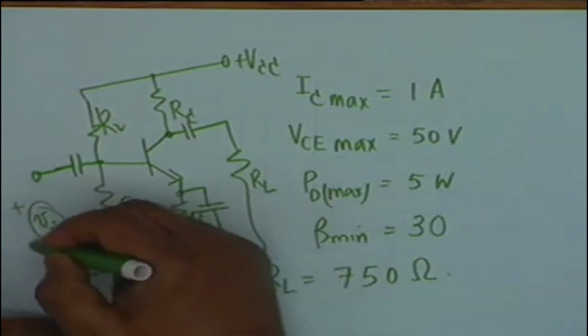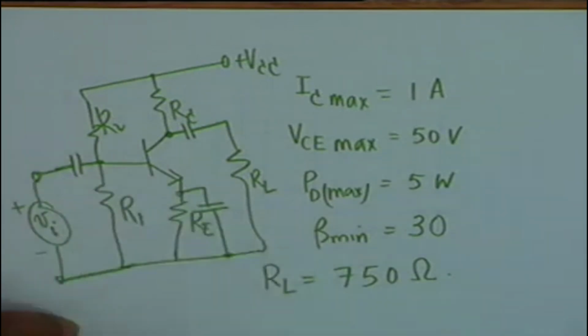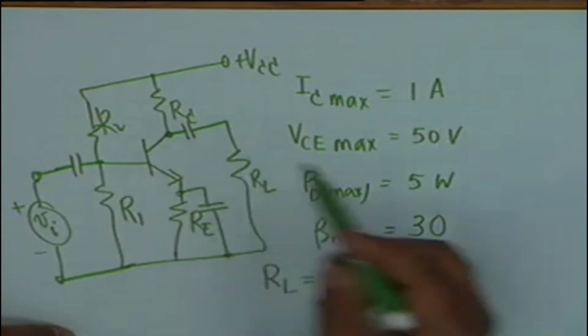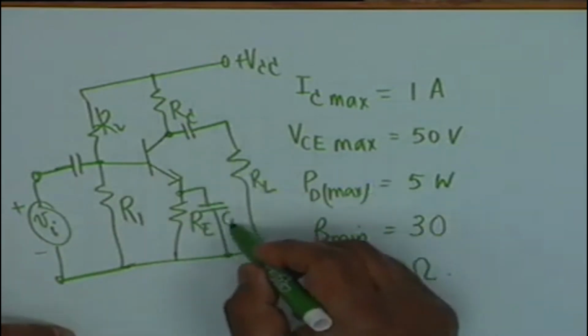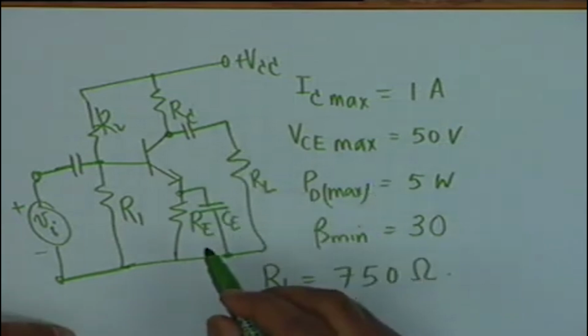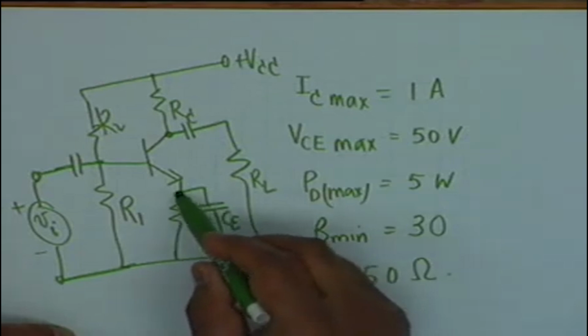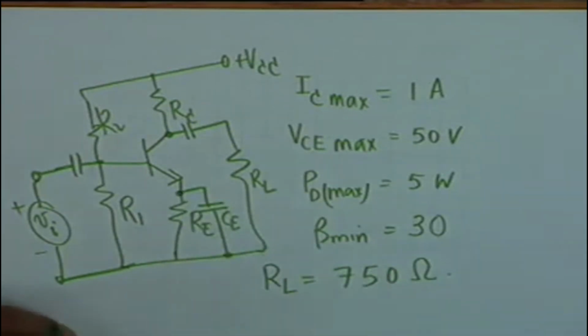All right. This is the input signal, input AC source VI. This is a blocking capacitor. This C sub E is a bypass capacitor because this bypasses RE. In other words, for AC, RE behaves as a short circuit because of the capacitor CE.